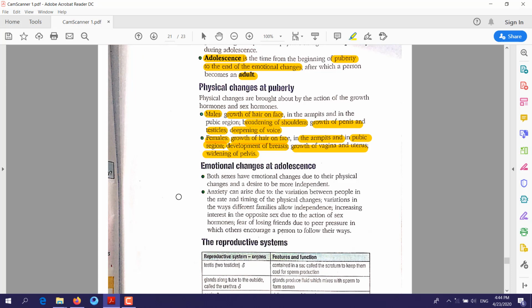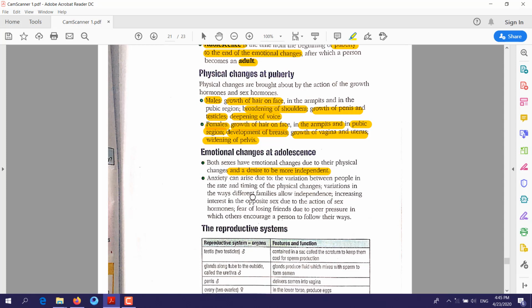Other changes that will happen to the body we call emotional changes. As you know, during puberty or adolescence, male and female will be hypersensitive. So why? Because some emotional changes will happen to their body. Both sexes have emotional changes due to their physical changes and a desire to be more independent. You will see male and female during this stage of life will always try to be independent. For example, they think they are always right, or they take actions and pretend they are doing everything correctly.